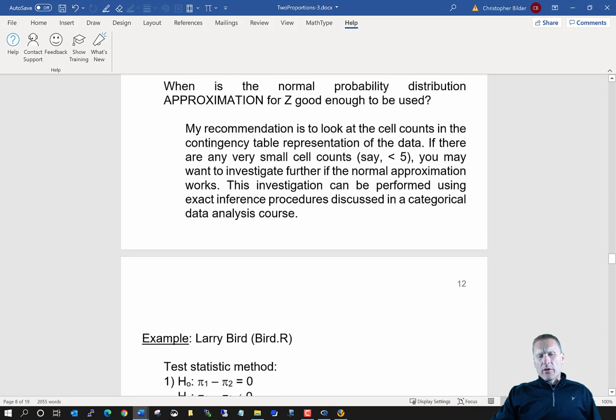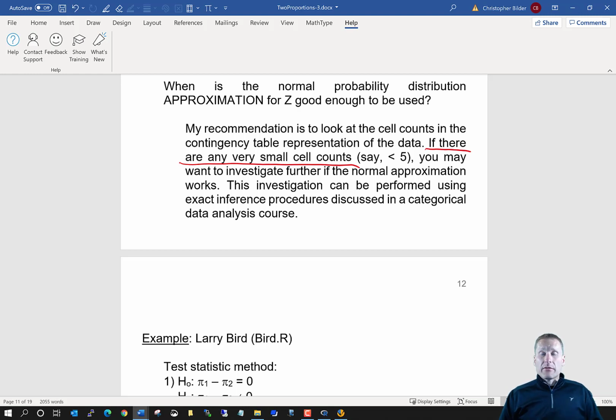I've been talking about using a normal distribution approximation here for the distribution of pi hat 1 minus pi hat 2 in terms of random variables. Well, when does this normal approximation work, or when should we be scared that maybe it doesn't? There are a number of different recommendations out there, and here's my own. If you have any small cell counts when you set things up in a contingency table like what we just did, let's say less than 5, then you should start worrying that this normal distribution approximation will not work out well.